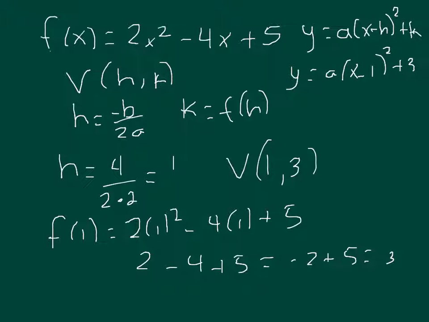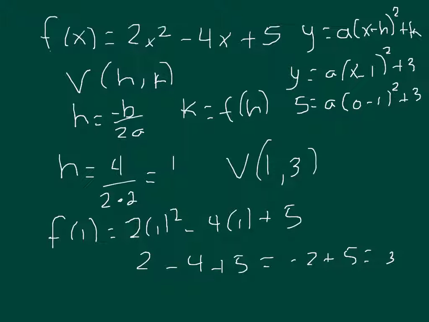So if I use the original function, and that's in standard form, and I substitute 0 in for x's, you can easily see that the y-intercept would be 5. So (0, 5) is a point on that parabola. And so you can say, okay, then 5 equals a times (0 minus 1) squared plus 3.